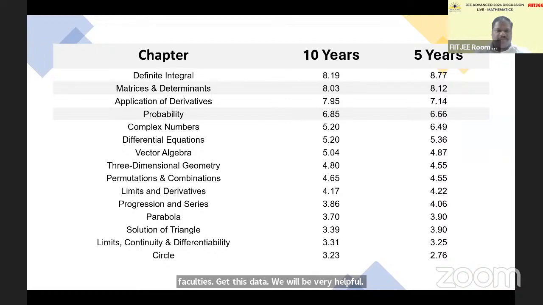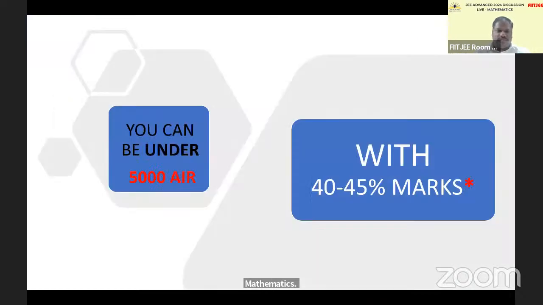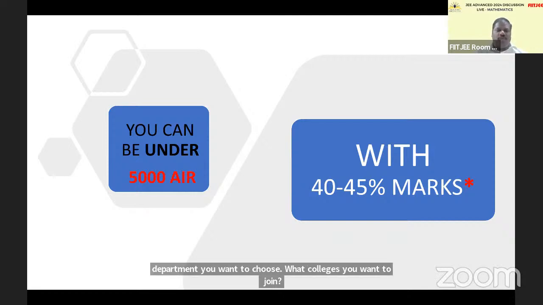Mathematics. As we were talking about the all India ranks in the start, we were saying that yes, only with 40 to 45% average marks in JEE Advanced, you can be in the top 5,000. But as I said, it is not about being in the top 5,000 or 2,000. It is about what your goal is, what you want to do, what department you want to choose, what colleges you want to join. All these factors are connected to that. So try to work on that.